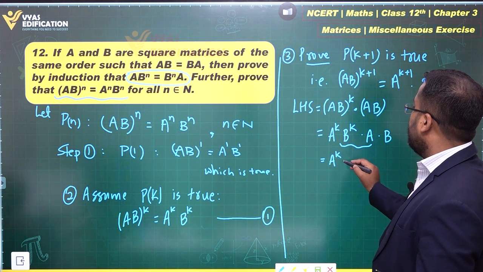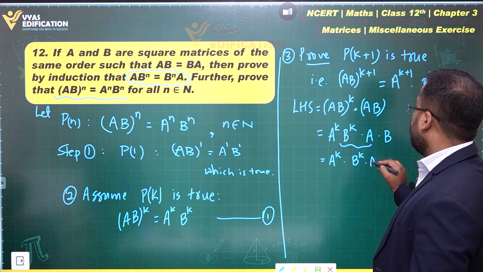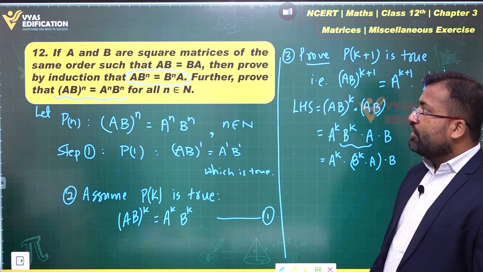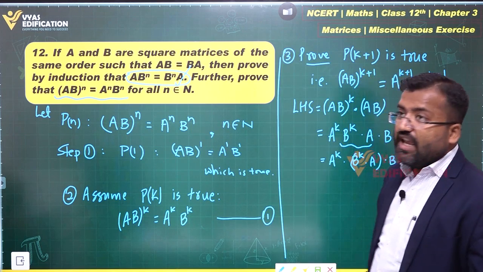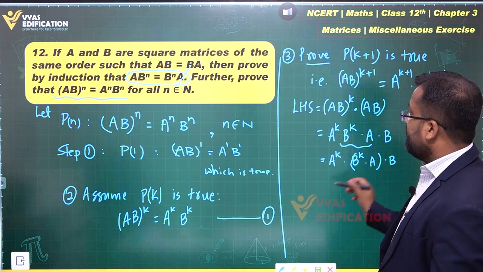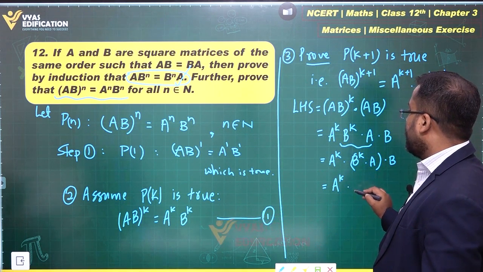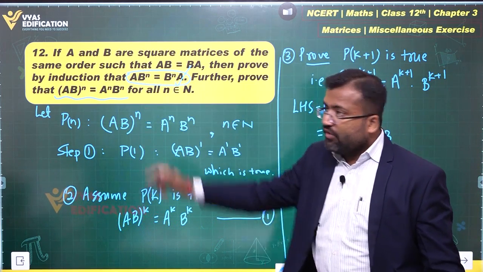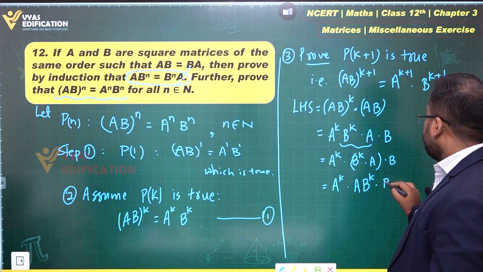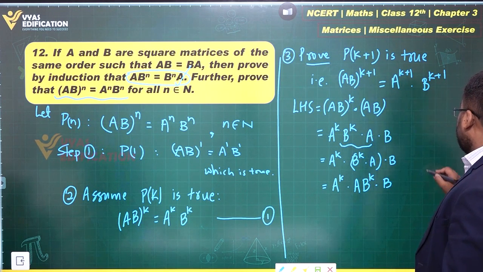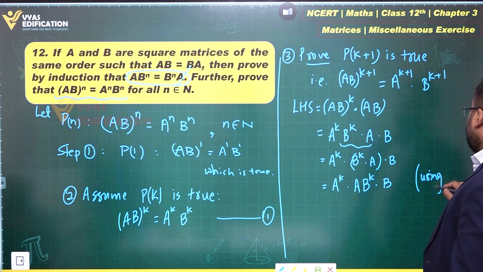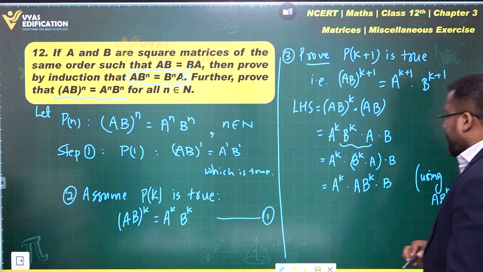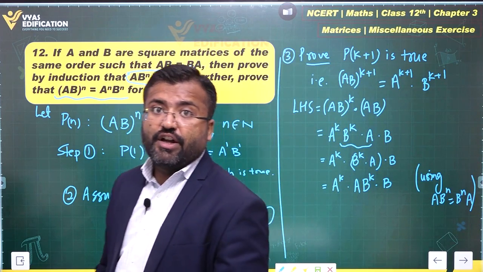This is A power k times B power k times A times B. What is this B power k equal to? Do you remember that we have proved AB power k is equal to B power k times A. This can be done as AB power k. Right? B power k times A is equal to A times B power k times B, which is already present over here, using AB power n is equal to B power n times A, which we have already proved before this.